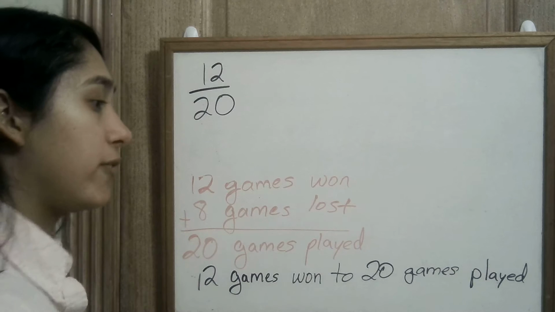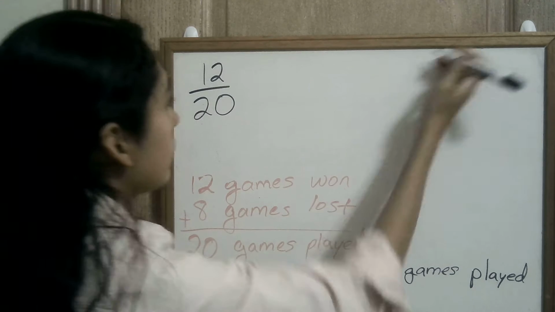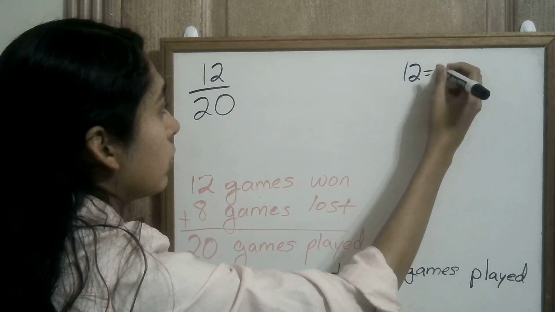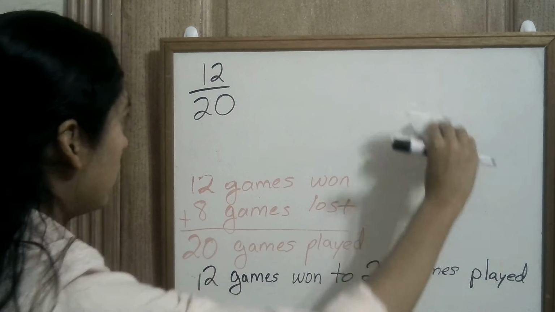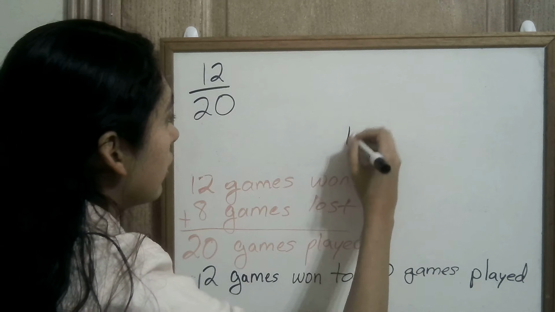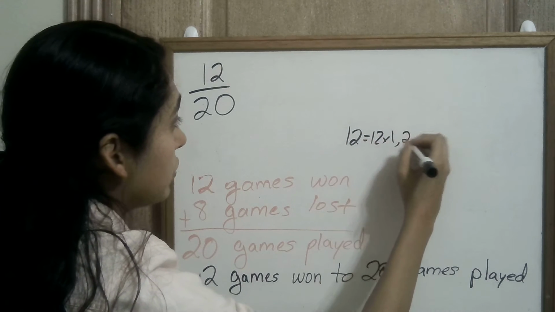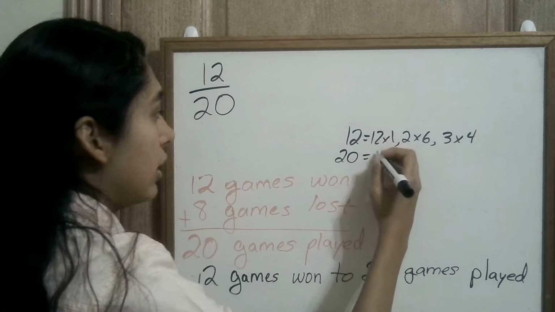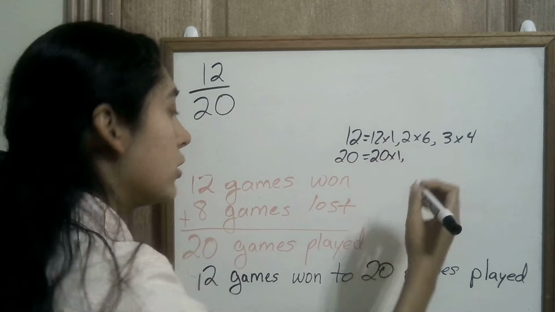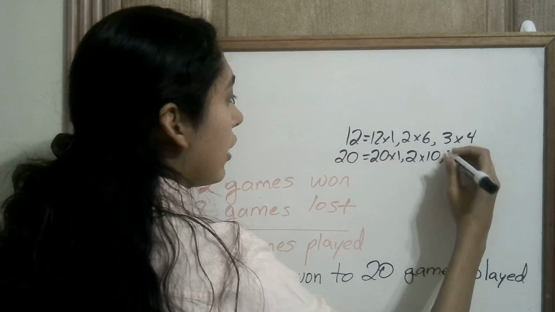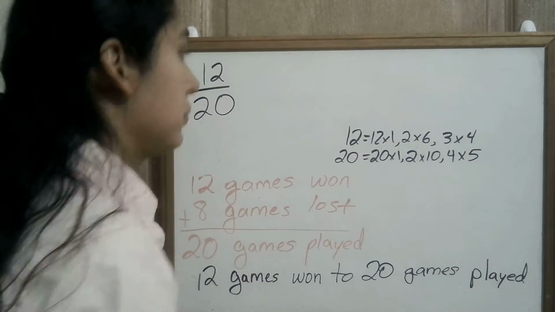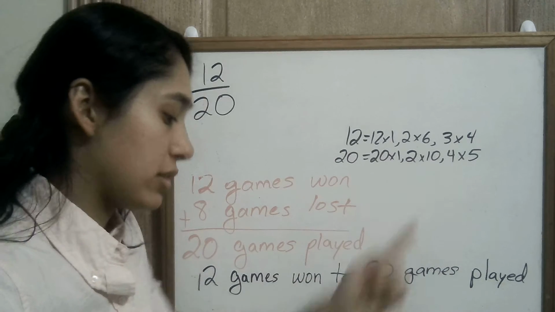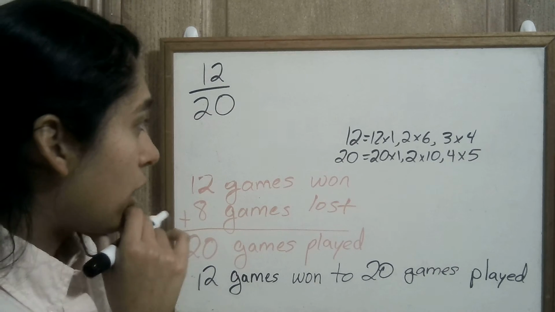Now that we have that, I can simplify this further. So let's go ahead and list out our multiples. 12 is equal to 12 times 1, 2 times 6, and 3 times 4. Next, we have 20. 20 is 20 times 1, 2 times 10, and 4 times 5. Also, I could say 5 times 4 and 10 times 2, but forwards and backwards means the same thing. So what do they have in common?